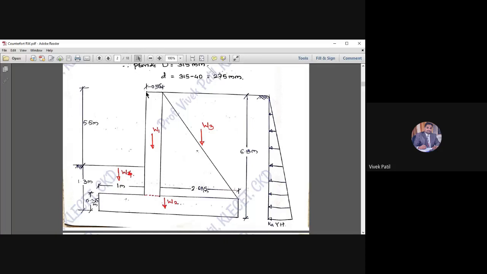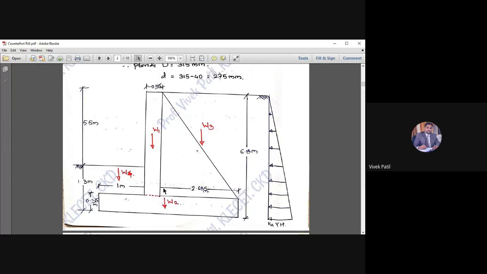So here we are not going for the tapered stem because we are going to provide the counterforts. For that reason we are providing a rectangular section for the stem, not a trapezoidal section. Then the toe projection we have calculated as 1 meter.